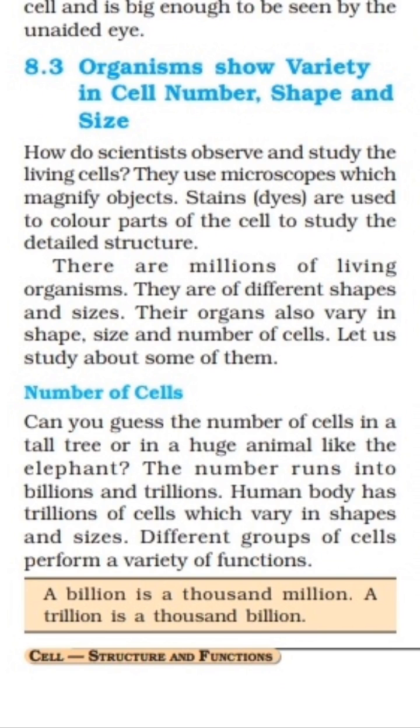The human body has trillions of cells which vary in shapes and size. Different groups of cells in our body perform a variety of functions. Now here, a billion means 1,000 million, and a trillion means 1,000 billion. From that you can understand how many cells are present in the human body.